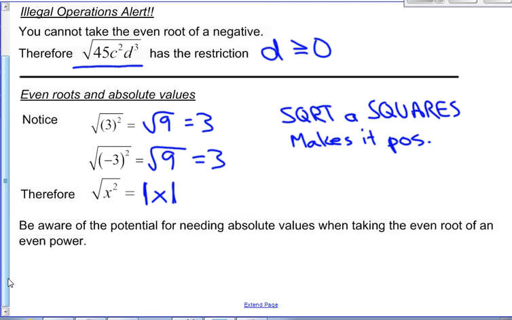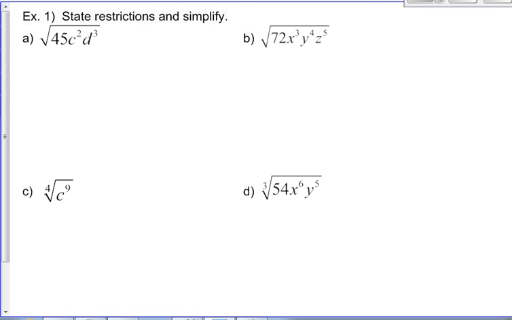Be aware of the potential for needing absolute values when taking the even root of an even power. So we'll look at a few examples that involve that. State the restrictions and simplify.